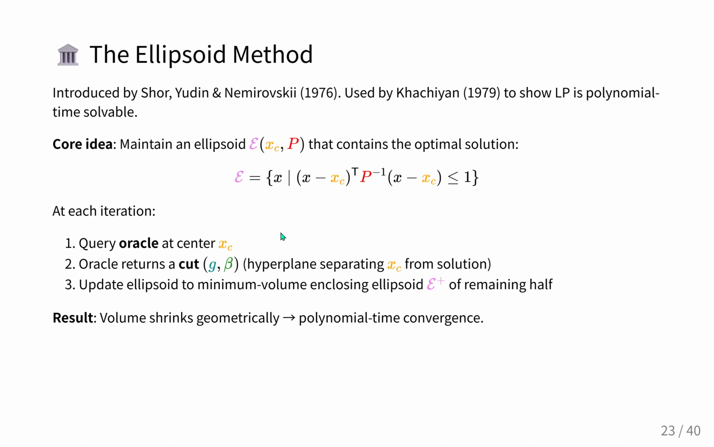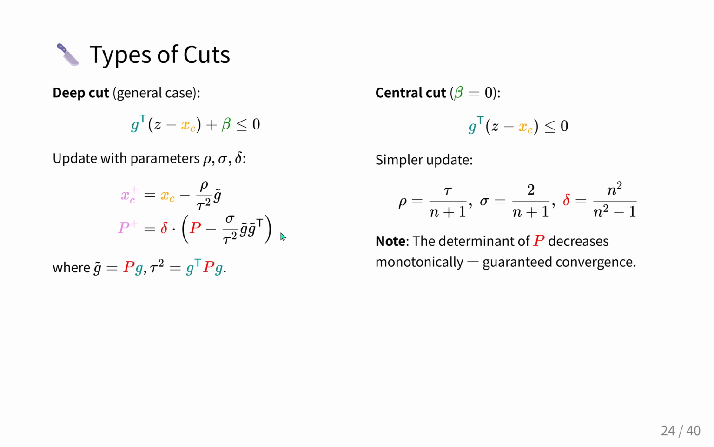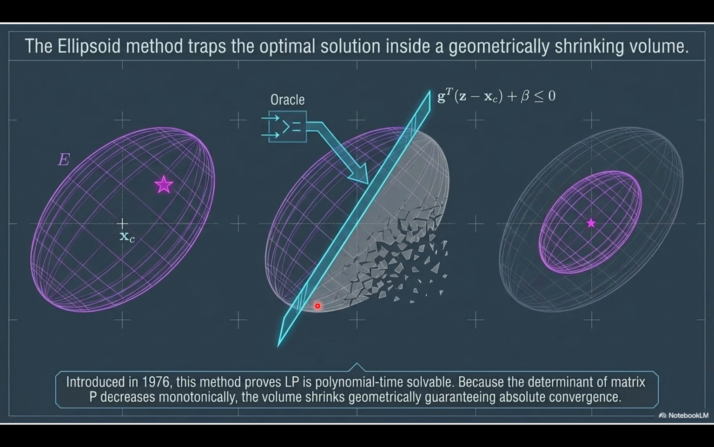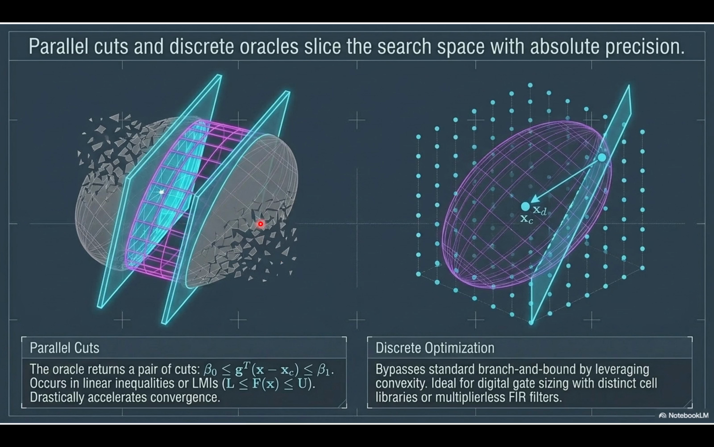And the oracle can make different types of cuts, right? Like deep cuts, central cuts. Yes, depending on how far the center point is from the optimal region, the oracle might make a deep cut that slices away much more than half the volume. That's incredibly efficient. It is. It could even make parallel cuts, simultaneously slicing away the space on the outside of two parallel lines. However, while the ellipsoid method is brilliant, the presentation emphasizes that it isn't always the fastest tool in the shed.